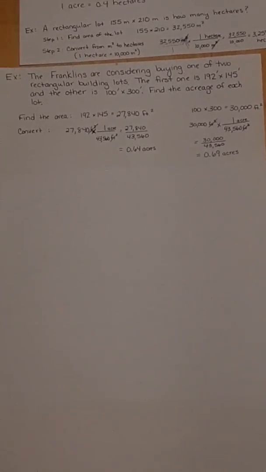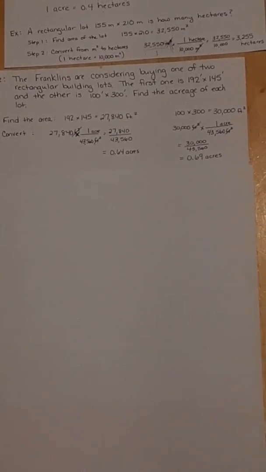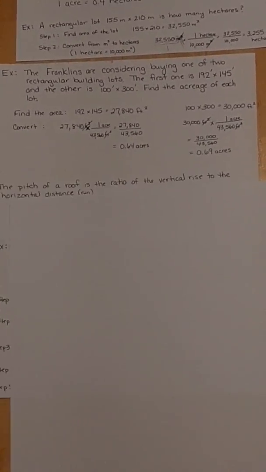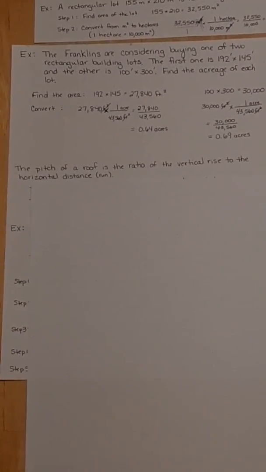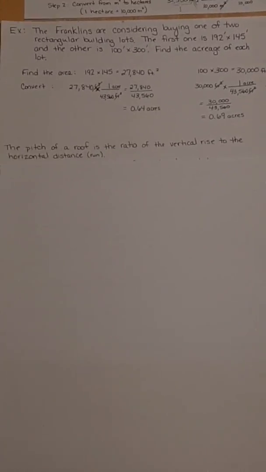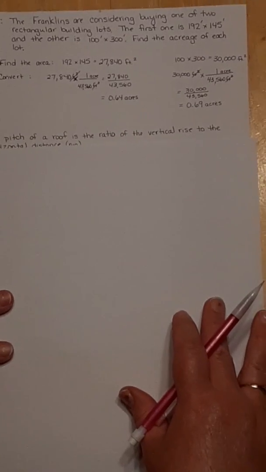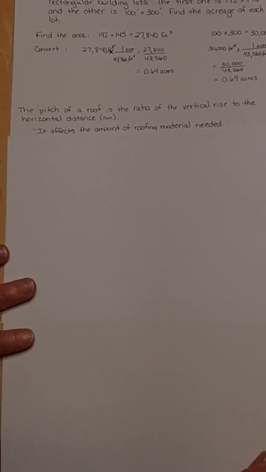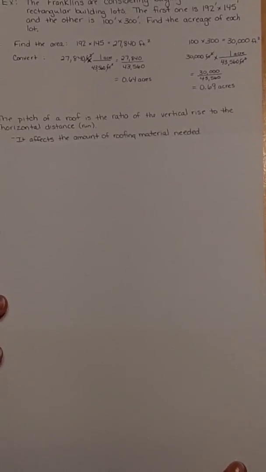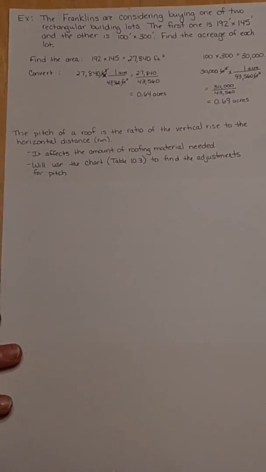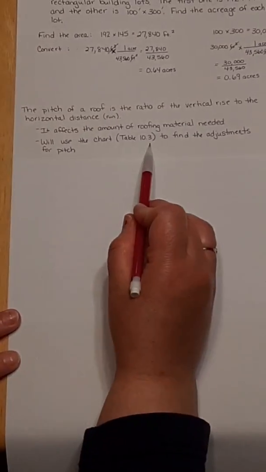Okay, so we talked about how to find the area for converting by scales, how to find area for buying siding, and now we're going to look at dealing with buying materials for the roof. Now the roof is a little bit different because it's on an angle, and that angle is called a pitch. That pitch affects the amount of roofing materials that we will need. And so if you look on page 392 in your textbook, you have table 10.3.